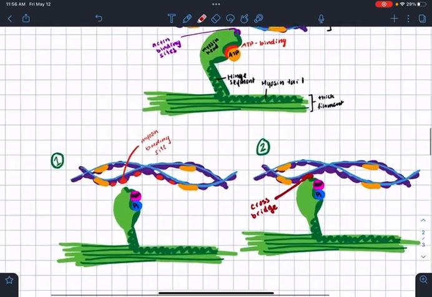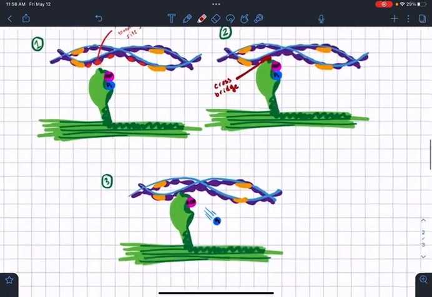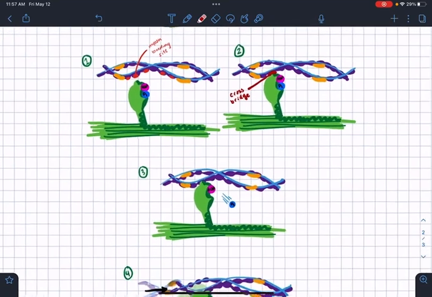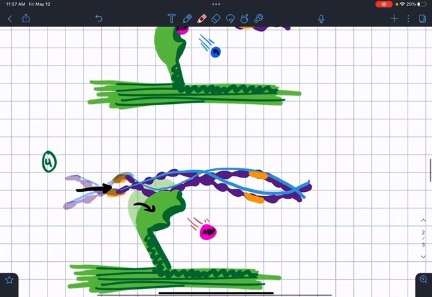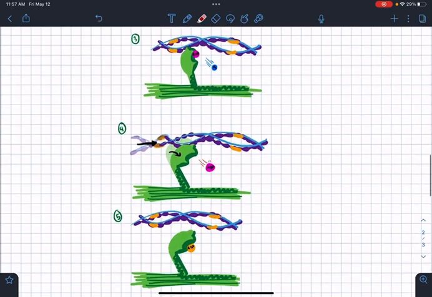So the cross bridge is the myosin head, having the actin binding site, attached to the myosin binding site. That is considered the cross bridge. And when that cross bridge occurs, the power stroke can happen. Ultimately, the Pi will be released, and then the power stroke will happen where the ADP also shoots out at that point, and you can see this movement that takes place. That's considered the biggest conformational change.